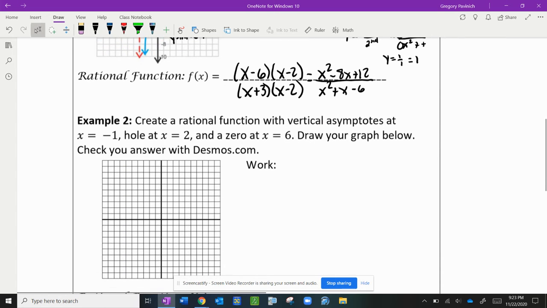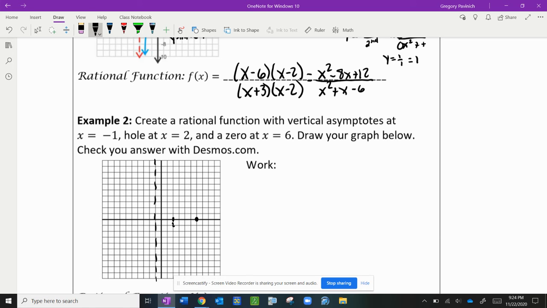The second one, it looks like I'm going to graph and then do the work. So I'm going to create a function with a vertical asymptote at x equals -1. I'll put that up there. A hole at 2, don't know where that's going to land quite yet. And a zero at x equals 6, right here. And let's draw a graph.